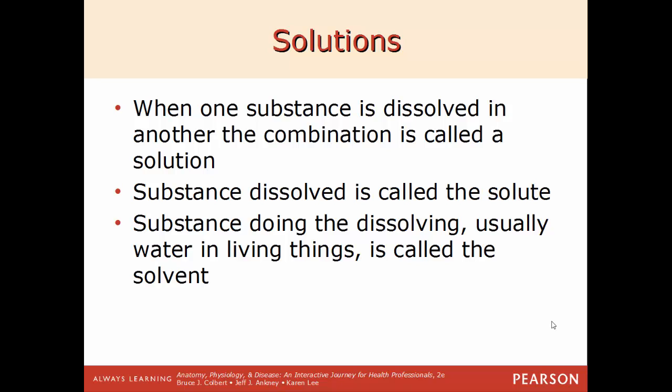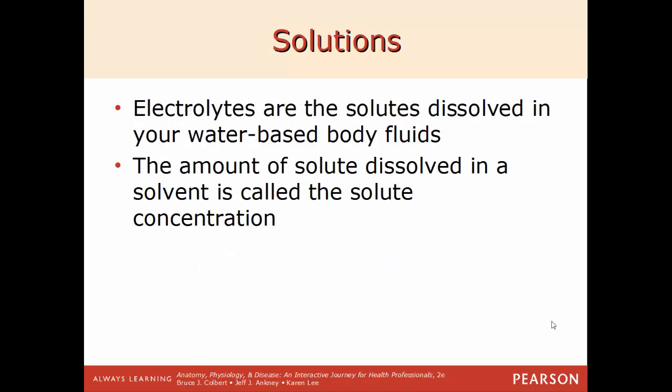Now I'll move on to solutions. This is when one substance is dissolved in another. That combination together is called a solution. The substance that's being dissolved is called a solute, and the substance doing the dissolving, which in almost every case in the human body will be water, is called the solvent. So if you were to mix, say, salt with water, the salt would be the solute, water would be the solvent. Now, electrolytes are the solutes dissolved in your water-based body fluids. We've already talked about some important electrolytes earlier: potassium, calcium, phosphorus, and so on.